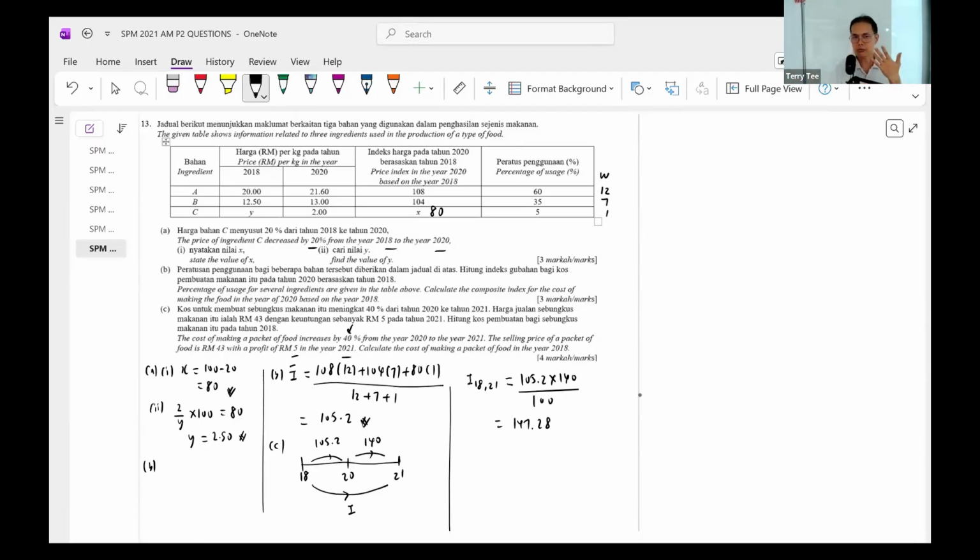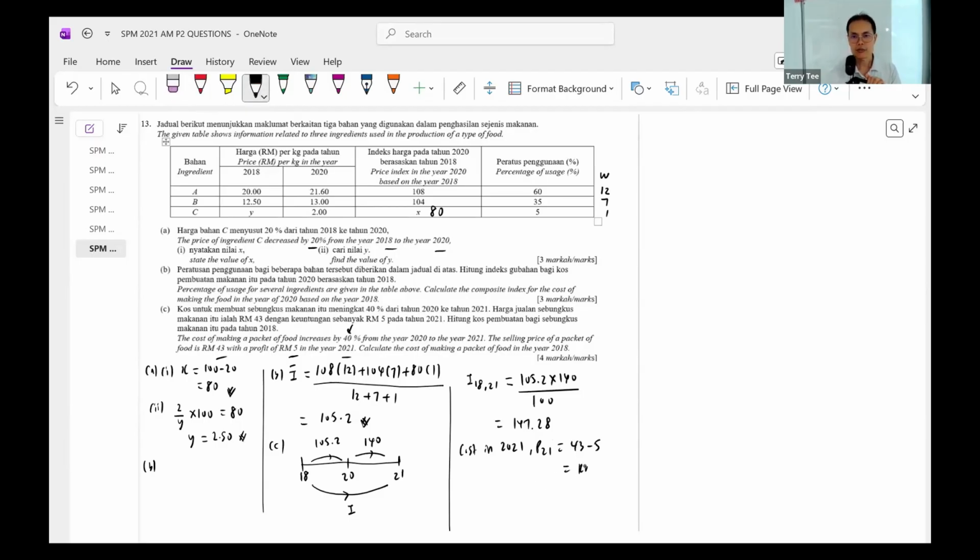Now, you are given what? The selling price of the food is 43 ringgit. Profit is 5 ringgit in year 2021. So what is your cost in 2021? Your cost in 2021, or you can call it P21, is what? Your selling price is 43, minus your profit, your cost is 38 ringgit. Better put RM there. So your cost is RM38.